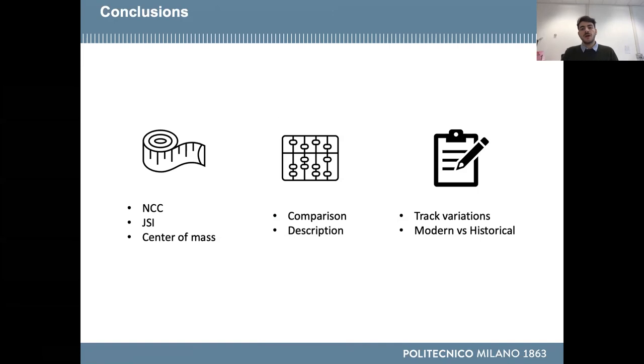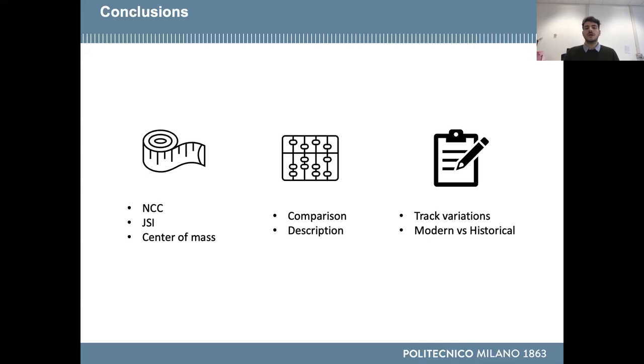So to conclude, we introduced a set of tools that we can use for characterizing and describing the directivity pattern of the violins. Moreover, using the spherical harmonic coefficients and the NCC, we can provide a measure of the similarity of the overall patterns that we can use for comparing the directivity patterns. While the GSI gives a measure of the changes in the shape of the principal radiation regions, the center of mass can give us an idea of their location.